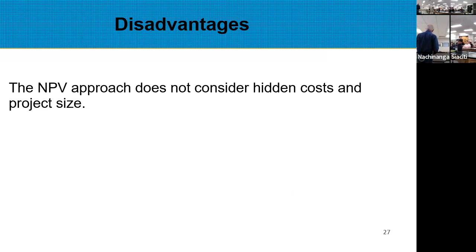And this is one of the disadvantages. NPV, net present value, does not account for hidden costs and project size. So if you've got a $1 million project or a $10 million project, the net present value of both of those could be 8%. Okay, now which one would you pursue? Well, you don't know because they both have the same rate of return and you don't have enough information to decide. In addition to that, when you're talking about hidden costs, these happen in every project. There are things that you simply don't know until they happen.